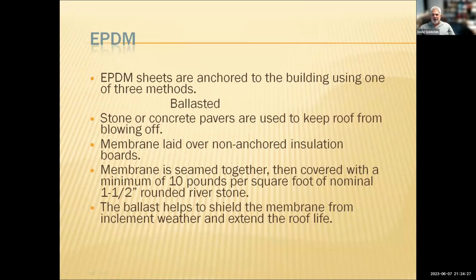EPDM is what I was talking about before. They're anchored using one of a couple of different methods. Either ballasted with the same river stone that I talked about, to keep the roof from blowing off. And the membrane is just laid over these non-anchored insulation boards. Then they cover it. And look at the weight of these things, about 10 pounds per square foot. That's a lot. The idea with the ballast is to help shield the membrane from the weather, extend the life of the roof, and help retard some of the ultraviolet light.